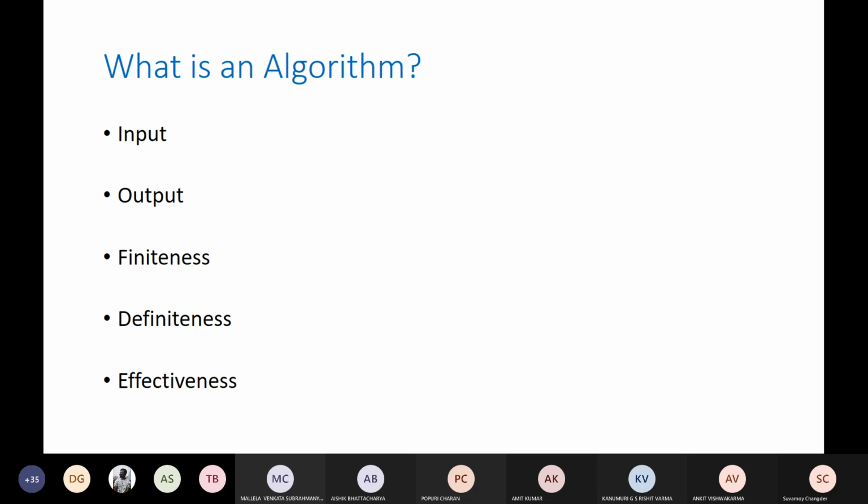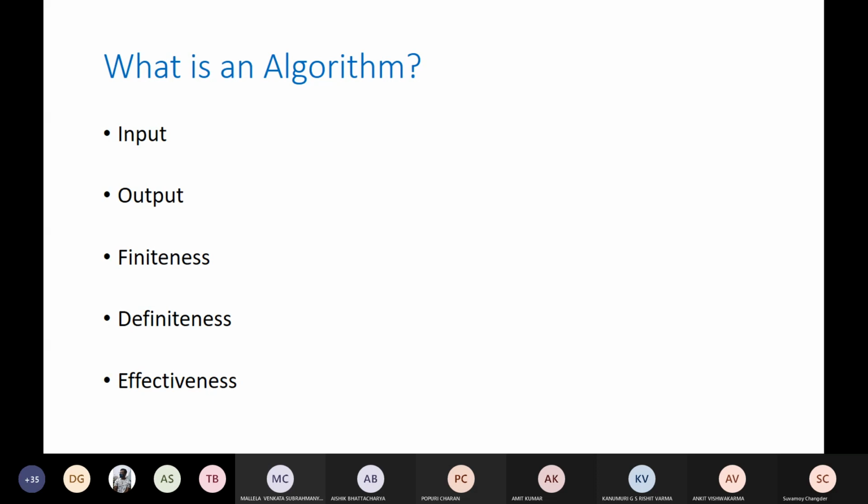Hello. Any difficulty? No, sir. Okay. So the algorithm in a single statement, if you just copy the textbook sentences, is written as a step-by-step procedure to accomplish a particular task. That's fine, no problem.